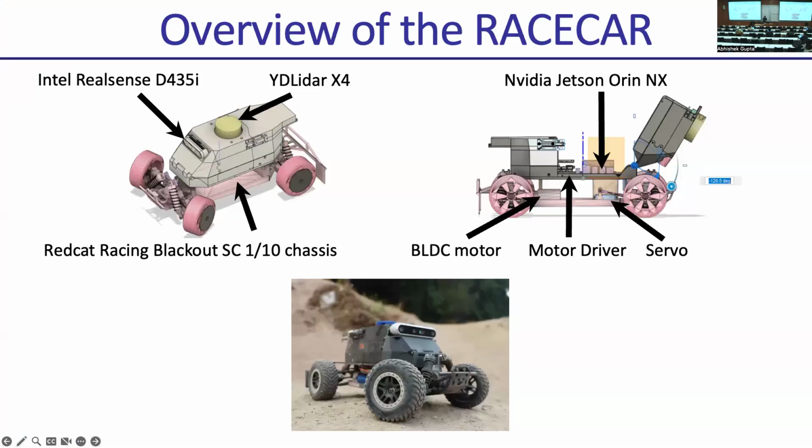All right. If you look inside the race car, you have a chassis from Red Cat Racing. Inside that chassis, you have a brushless DC motor, a motor driver, a servo, which helps you do the steering, as well as a LiDAR on top and a camera. Inside for compute, you have a full-on GPU, the NVIDIA Jetson. So you should be able to do a lot of compute, and if you want to run your neural networks on there, you can. It's a pretty neat piece of hardware.